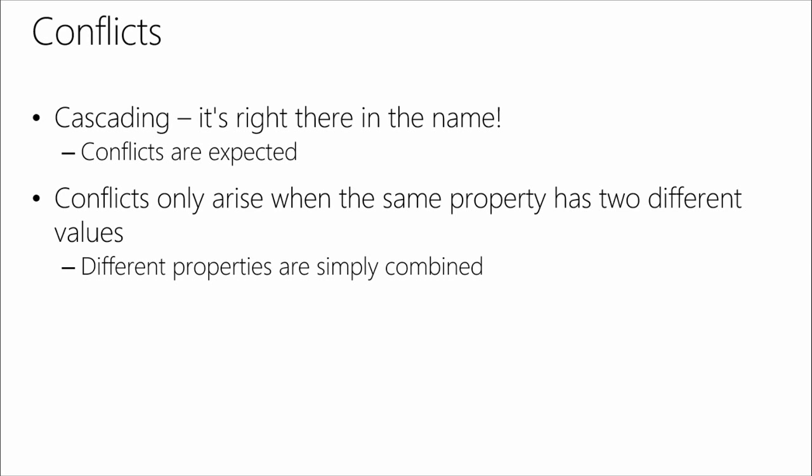All right. So, cascading, like we said, it's right there in the name. Conflicts are expected. But conflicts only arise if something says do one thing and something else on that exact same property said do something else. So if it happened to be one thing said do red, another thing did do blue, that's a conflict. In our case, that wasn't a conflict because we said we wanted the font to be something and we said we wanted the color to be something. No conflict there. So those are simply combined.